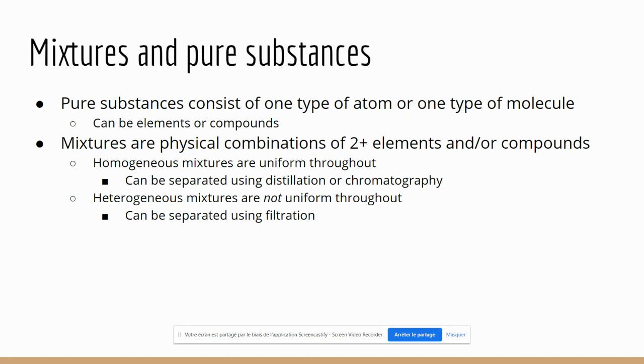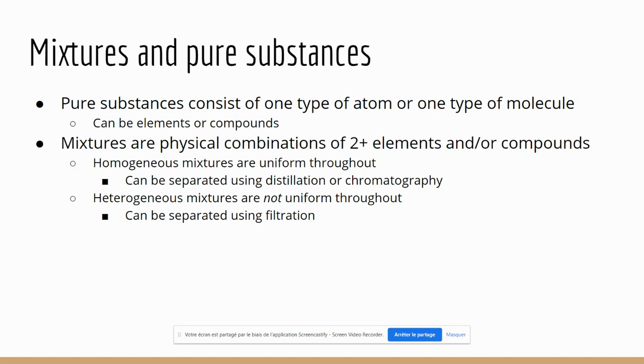Then there are two types of mixtures. The first type is a homogeneous mixture. These are things that are uniform throughout. This would be, let's say, gasoline. This could be salt water, where the salt is completely dissolved. If you want to separate those types of mixtures, you're going to need to use distillation. That's when you boil a substance and separate the different components by their boiling points.